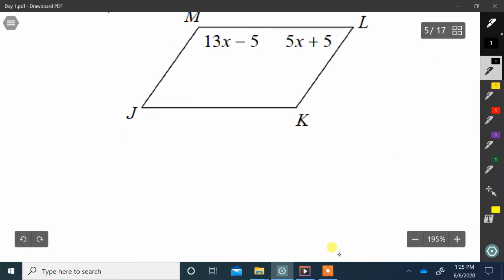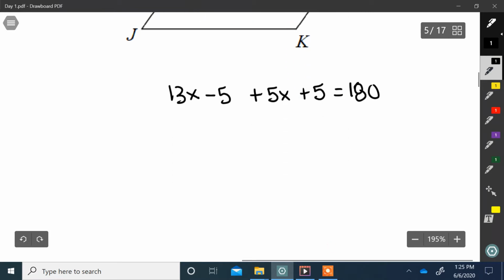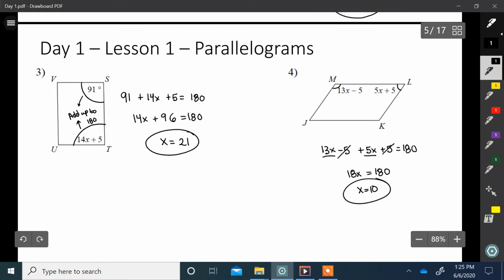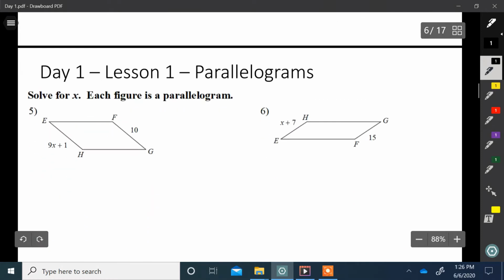This one here, we know that this and this, that better add up to 180 as well. So that's going to add up to 180. We're going to combine like terms in here. For example, this one and this one here, that's going to be 18x, and then the negative 5 and the 5 are going to cancel each other. So you're going to get x is equal to 10. But the problems actually go pretty fast when you start doing them. All right, let's move on.